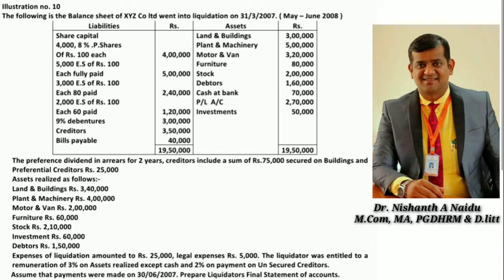Then expenses of liquidation amounted to rupees 25,000. So there is a liquidation expenditure, that is rupees 25,000, and legal expenses rupees 5,000. Then liquidator is entitled to a remuneration of 3% on assets realized except cash, and 2% on payment to secured creditors, payment to unsecured creditors. It is unsecured. So there is a typo error, due to the default setting of automatic error correction, so I have taken it like that, but it is 2% on unsecured creditors.